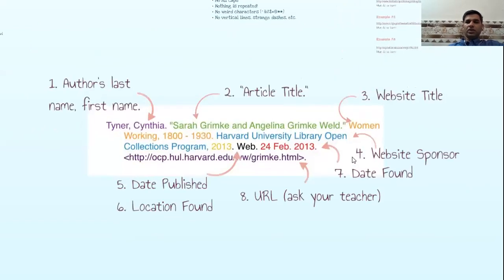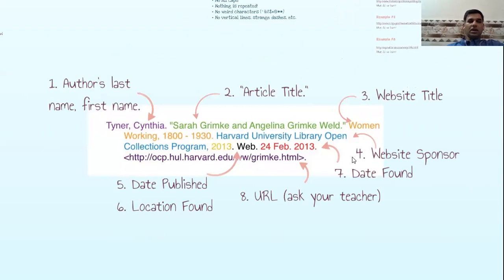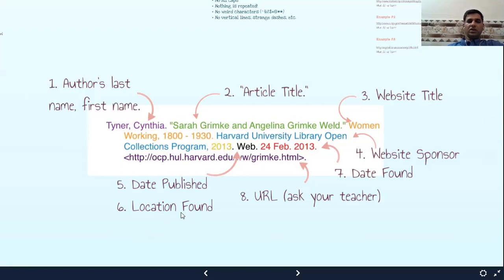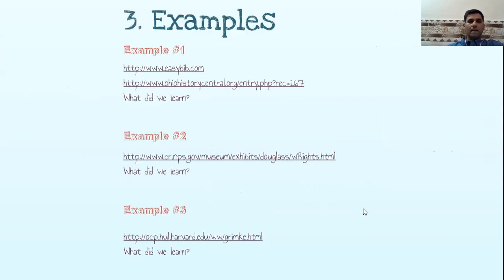And here you go. It shows you that the author's name will come first, last name and then first name. Number 2 is the article's title, number 3 the website title, number 4 the website sponsor, which is right here, number 5 the date published, number 6 the location found, number 7 the date found, and number 8 the URL, ask your teacher. We have given some examples, and you can practice these examples at home. Number 1, number 2, number 3.